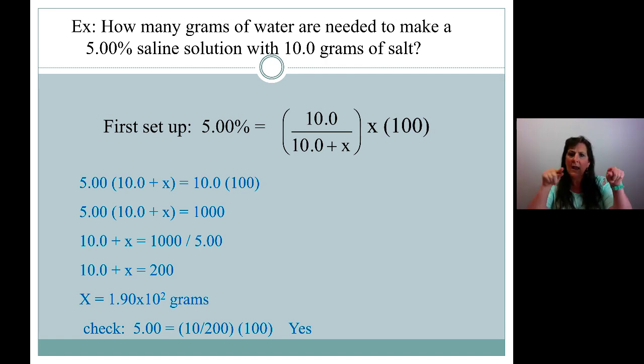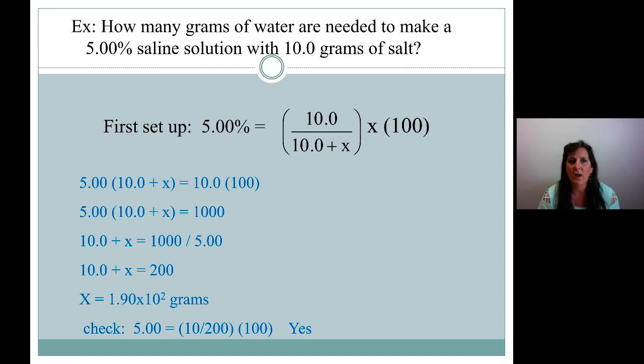Why don't we divide both sides by 5? So divide both sides by 5. That's going to give us 10.0 plus x equals 1,000 divided by 5. 1,000 divided by 5 is 200. So we have 10.0 plus x equals 200. So what plus 10 equals 200? Okay, 190. Great. But let's look at our sig figs.